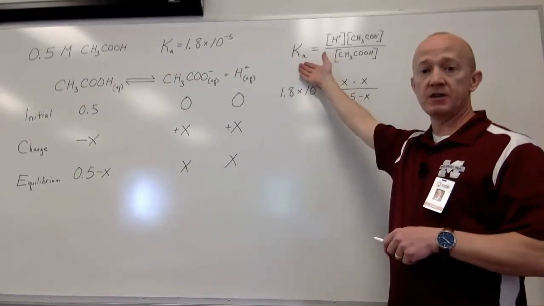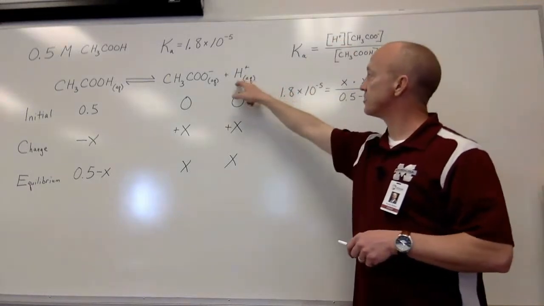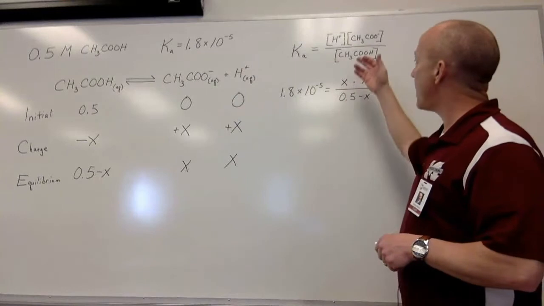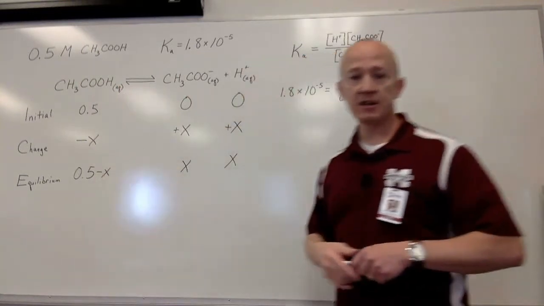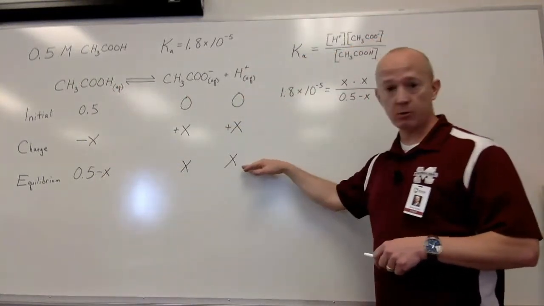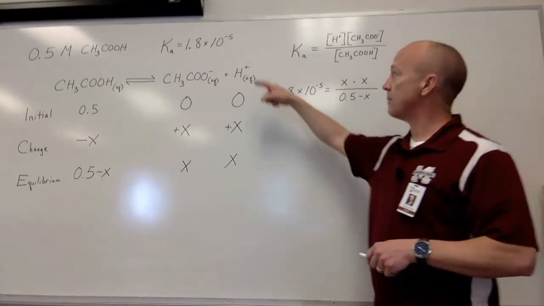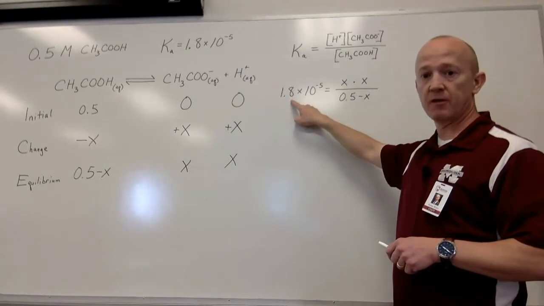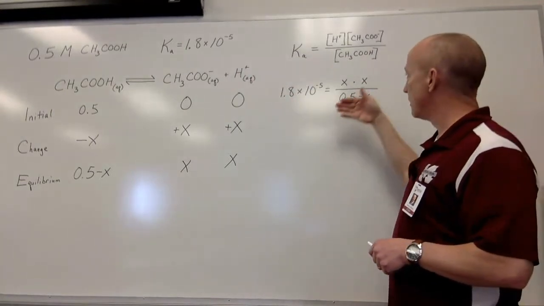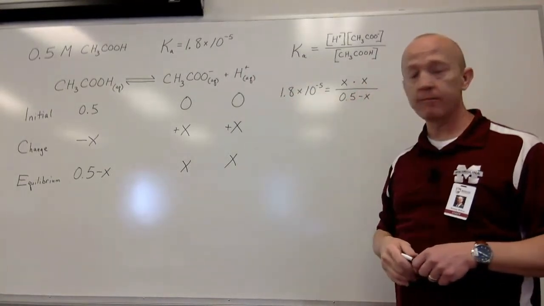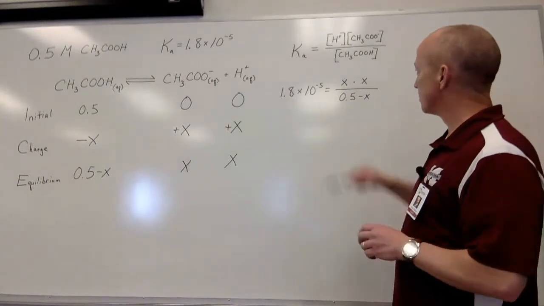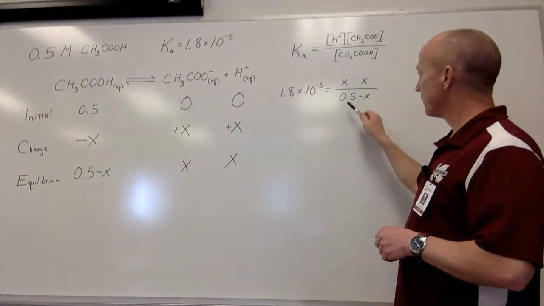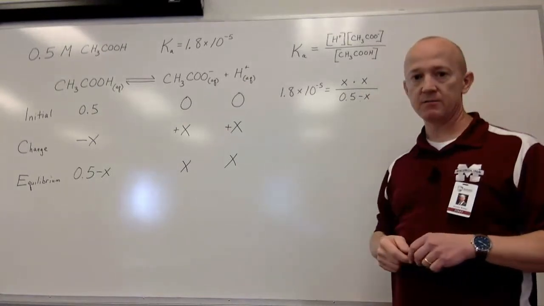So my Ka expression is set up this way. The Ka is equal to the hydrogen ion concentration multiplied by the acetate ion concentration divided by the acetic acid concentration, all at equilibrium. Knowing that my Ka value for acetic acid is 1.8 times 10 to the negative fifth, now I can plug in the values that I know. So this is equal to X times X divided by 0.5 minus X.